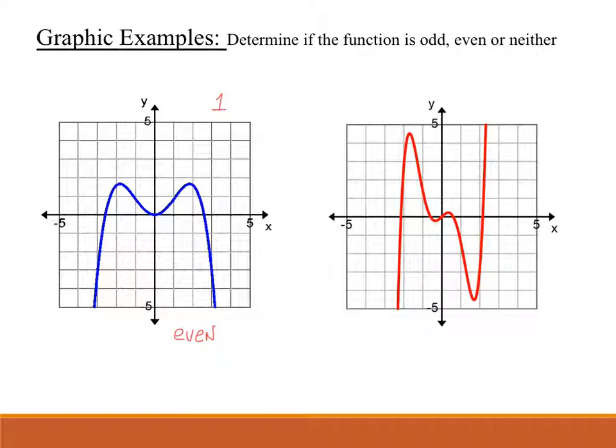In our second graph, we see that if we are able to rotate the graph 180 degrees, we end up with the same graph around the origin. Therefore, this is an odd function.